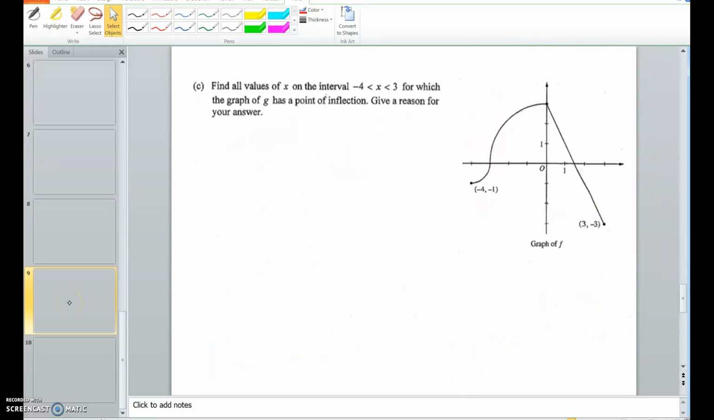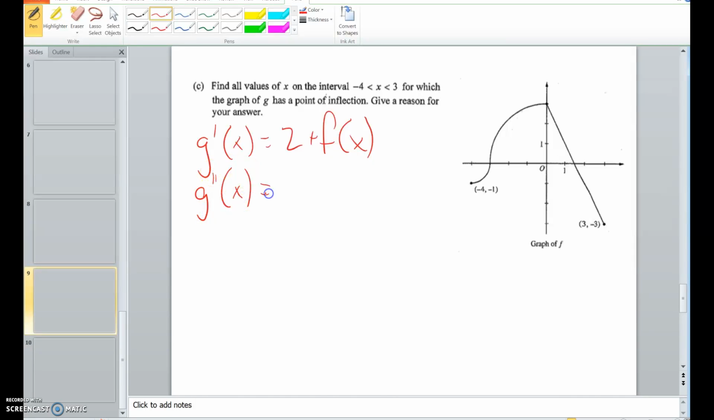Part C, the last part, asks us to find points of inflection on g. So that's cool. If we want to find a point of inflection for g, we need to take the second derivative. But remember, we still have that g prime of x is equal to 2 plus f of x. So we're going to take the derivative of g prime to get the second derivative.